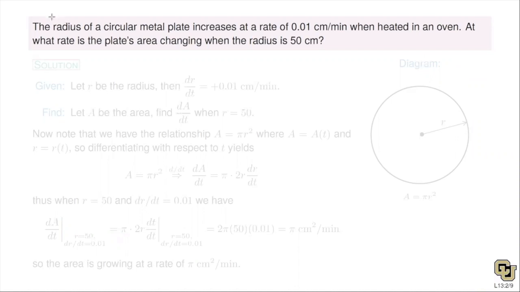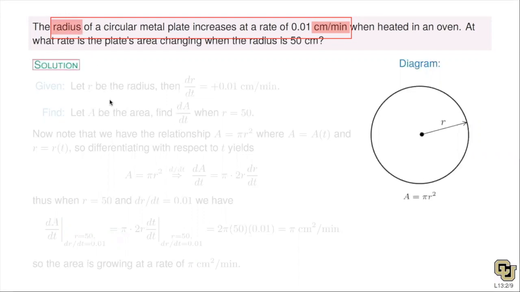Okay, so here now, when I go back and look, it says the radius of a circular metal plate increases at a rate of 0.01 centimeters per minute. Units are very important. These units tell me that they're giving us information about a derivative, specifically the derivative of the radius. So if I'm going to call the radius r, then what they're telling me is that dr/dt equals 0.01. The trick with the related rates is converting the English sentence into a mathematical sentence.